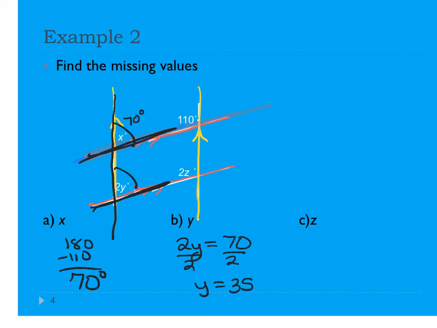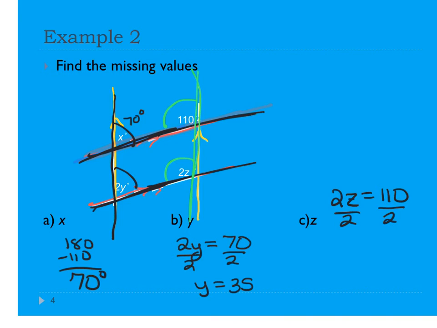And lastly, for z, again, I could use these same lines being parallel, but now I'll use this transversal. And again, 2z and 110 are also corresponding angles, and I know that corresponding angles are congruent. So to find z, I'm setting 2z equal to 110, divide by 2, and z equals 55.